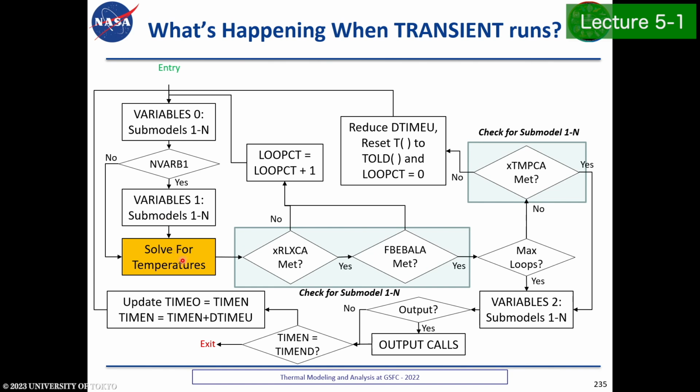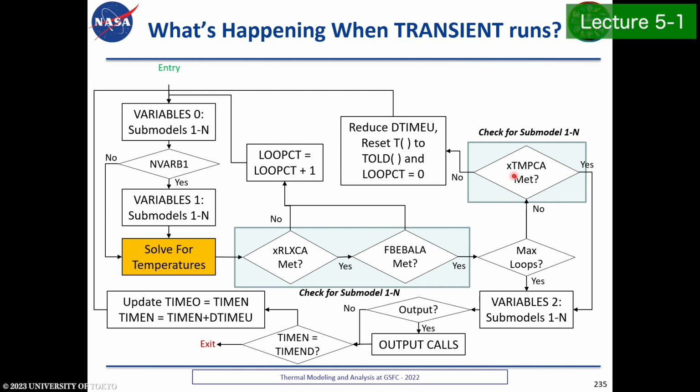We'll again check to see, did we meet the relaxation criteria? We may also check to see, did we meet the forward-back energy balance? If not, we increment the loop count and go back here. If we did, we're going to check to see if we've hit the maximum number of loops. If we have not hit the maximum number of loops, we're going to check to see, do we meet the maximum temperature allowance per time step. So this is the maximum temperature allowance per iteration. This is the maximum temperature allowance since the last time step.